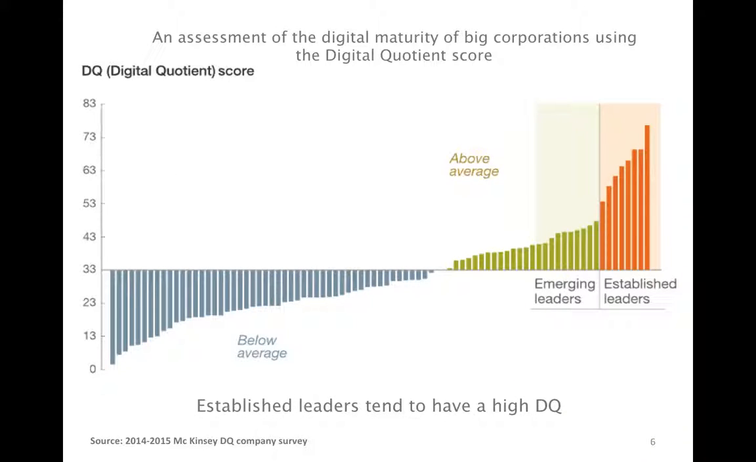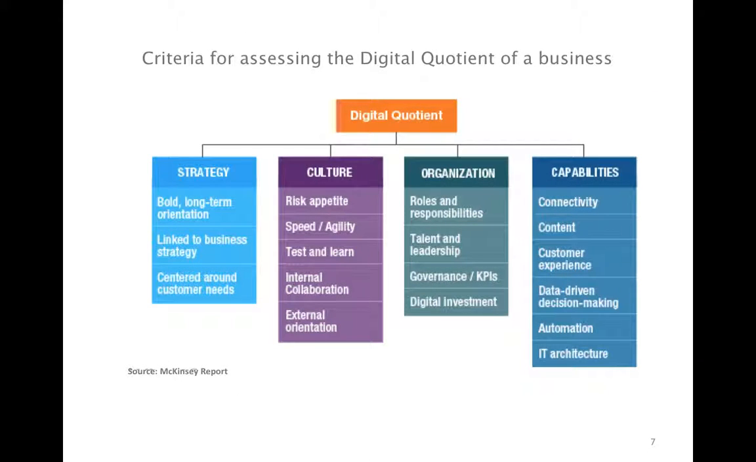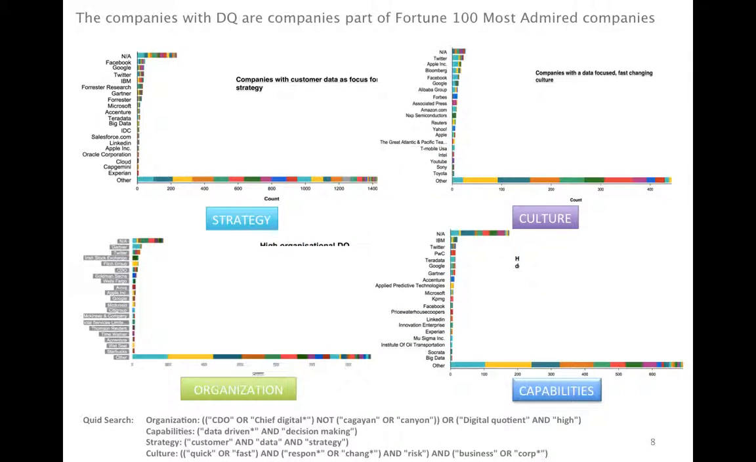Considering the analysis from the McKinsey report, we can see that established leaders have a high digital quotient. Since most of the Fortune 100 companies are established leaders, we can assume that the majority of those have a high DQ. To support this argument, we use the 4 criteria for assessing the digital quotient of a business according to McKinsey, and we performed a quid analysis for each criterion. Looking at the primary companies mentioned, we can quickly identify these are indeed companies on the Fortune 100.